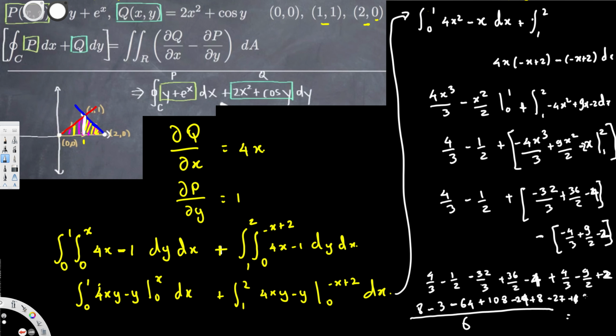Okay, if you calculate this whole thing, you're going to get 18 divided by 6, that's going to be equal to 3, and that's going to be the final answer.